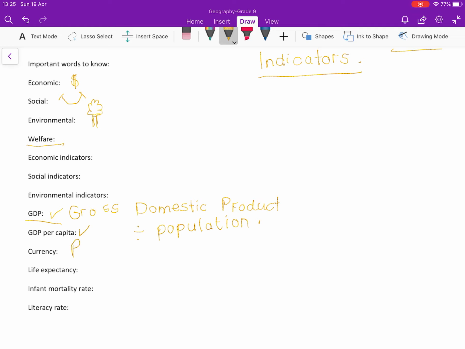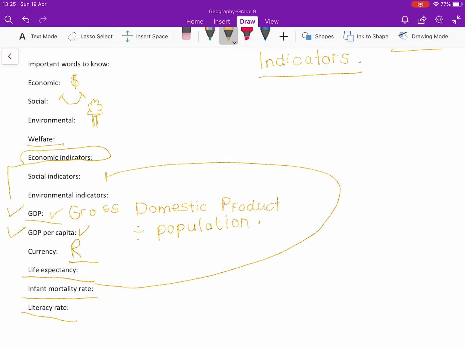Then things such as currency is the money unit that a country uses. In our case, it's the rand. So the GDP and GDP per capita will fall under economic indicators. Things such as life expectancy, infant mortality rate, and literacy rate, these will all fall under social indicators. Okay, and you can go and look up the definitions of those concepts, life expectancy, infant mortality rate, and literacy rate, in your books.